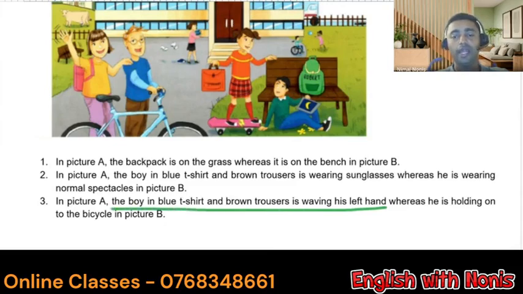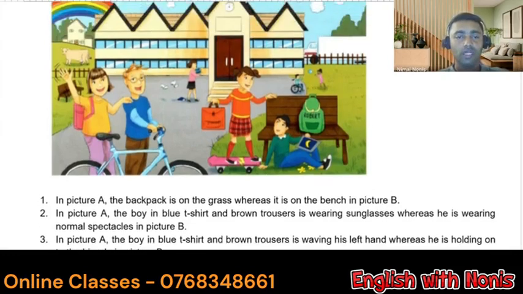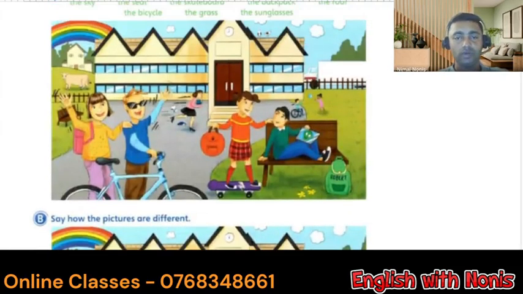Whereas, we are writing the difference. Whereas, or but, we can say but, or we can say whereas. He is holding onto the bicycle in picture B. So in the second picture, we don't have to describe who the boy is, because in the first picture we have described him. We simply say he is holding onto the bicycle in picture B. That's how the difference is written. Then what else? What are the other differences?